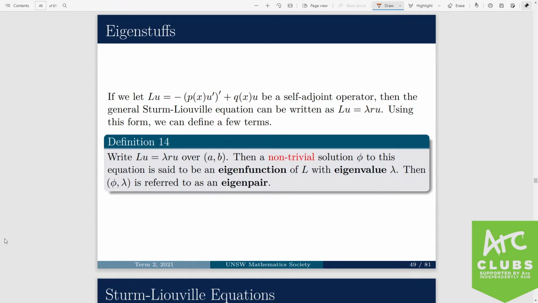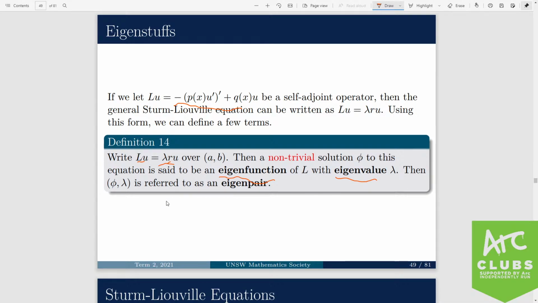And suppose we call this self-adjoint part Lu, then the non-trivial solutions to Lu equals lambda r u are called eigenfunctions, and the respective lambdas are called eigenvalues. There's also an r here, and this r forms the weight function. But often we set r equals 1, and then it just becomes lambda u.